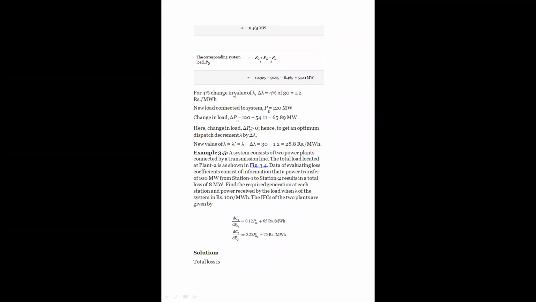So for a 4% change in the value of lambda, delta lambda is equal to what value? 4% of 30. Okay. So the load connected to the power system is 120 megawatts. So you are calculating the demand. Okay, power demand is 120 megawatts. Change in load. So what is the total connecting load? 120. So you are calculating power demand is 54.11 megawatt. So is equal to 65.89. Okay, so what is the change in the value of lambda?